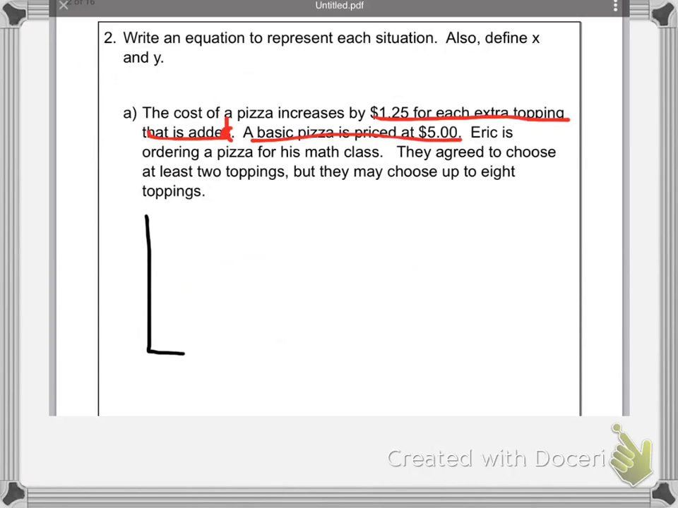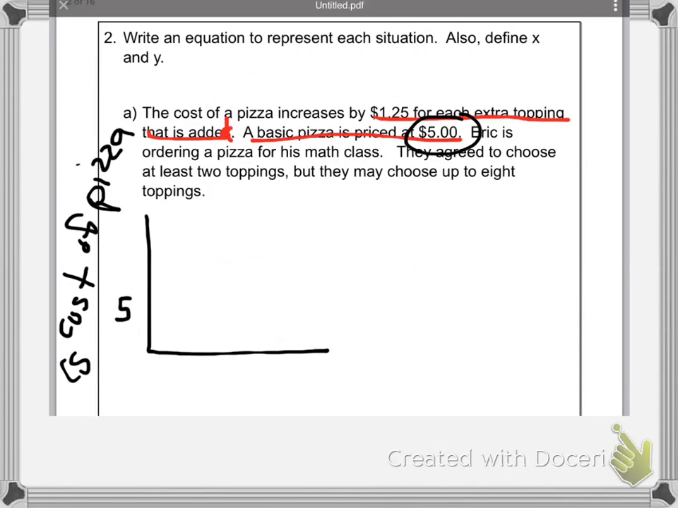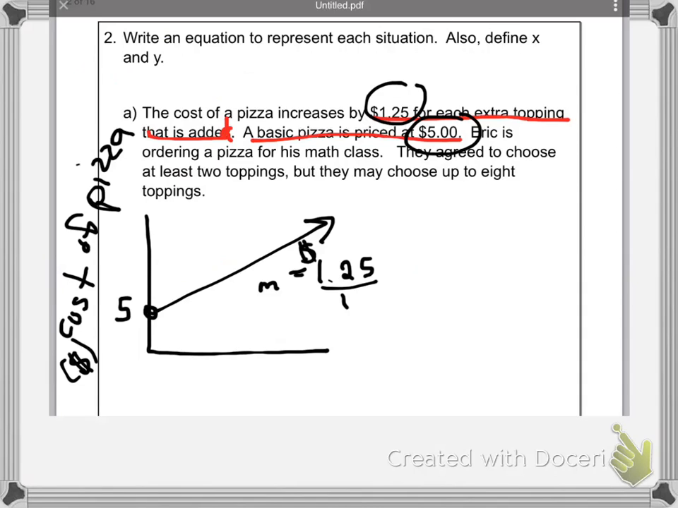This is the cost of a pizza. So if you think of it graphically, the cost of a pizza is going to start at $5. Cost of pizza in dollars. And then it's going to increase by $1.25 over 1. Over 1 what? That is the question. And that answer will give us the title of our x-axis. Because this is our y-axis and this is our x-axis.